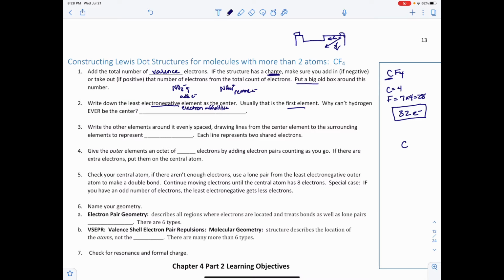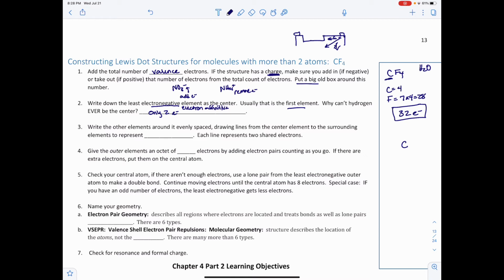But there is one element that will be written first, but it can't be the center, such as in water, H2O. Hydrogen's written first, but it isn't the center. Why not? Think of its size. Think of how many electrons it can have. Only 2 electrons. So if you can only have 2 electrons, that means you can make one bond. So you can't be in the center of something if you can only make one bond. You'd have to be able to make tons of bonds to be in the middle. So hydrogens are always on the outside. Always, always, always.